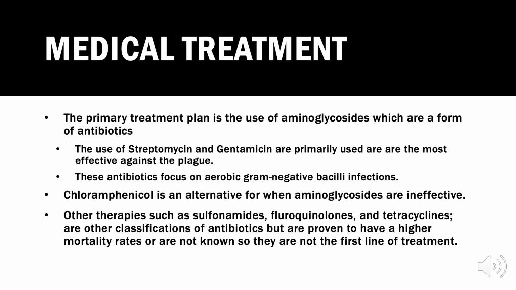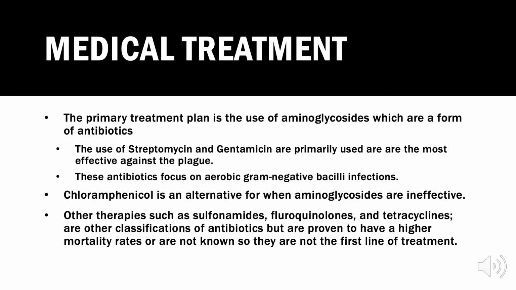So the medical treatment is the use of aminoglycosides, which are a form of antibiotics. You'll use streptomycin and gentamicin, which are used for the plague. Streptomycin and gentamicin are very basic antibiotics that are used in many other bacterial diseases. These antibiotics focus on the aerobic gram-negative. Now I know this one's anaerobic, but it's being shown to be the most effective. And the rates of mortality have gone down greatly.